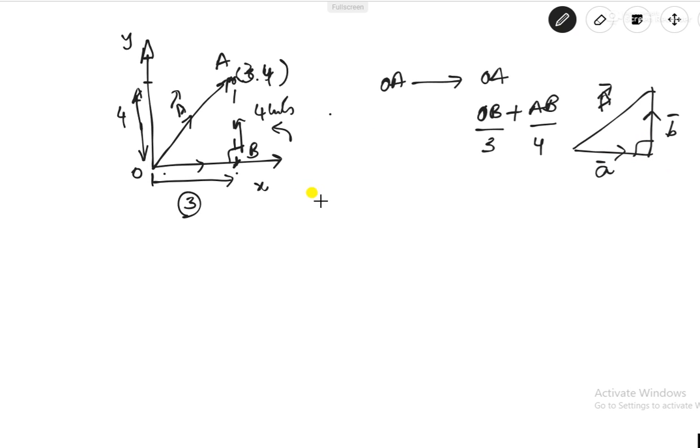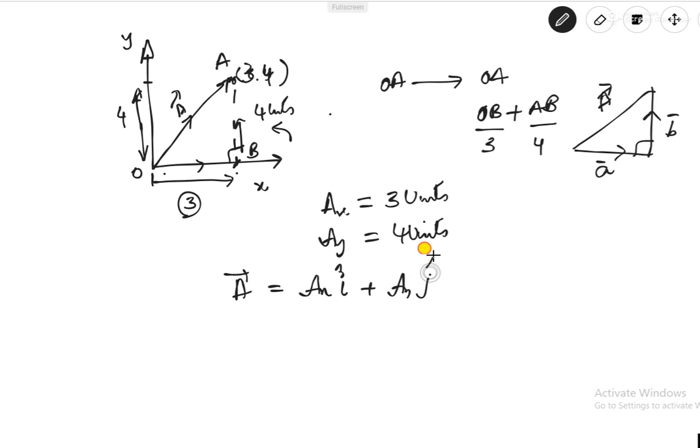So vector A, now in the x direction its magnitude is 3 units, and in the y direction AY is 4 units. In this way, vector A is divided into AX in the direction of x, and AY into its unit vector. The unit vector in the x direction is i, and in the y direction it is j. Even though you multiply the vector by a unit vector, as the unit vector is 1, the value won't change. AX is a magnitude here, and 4 is the magnitude in the j direction.